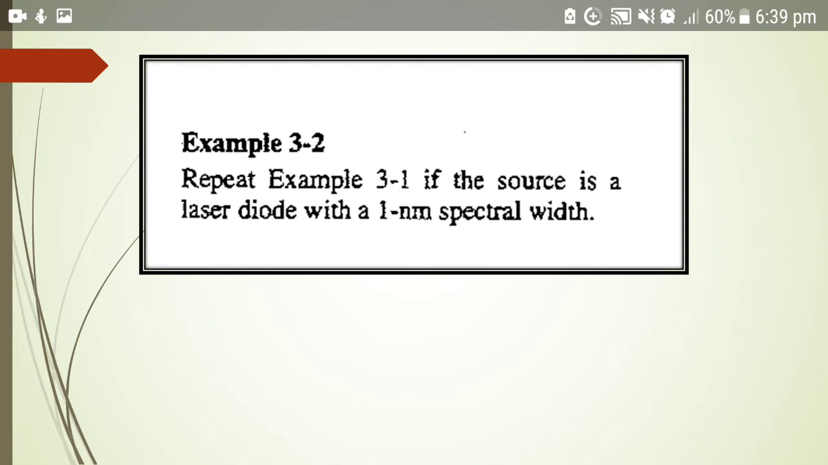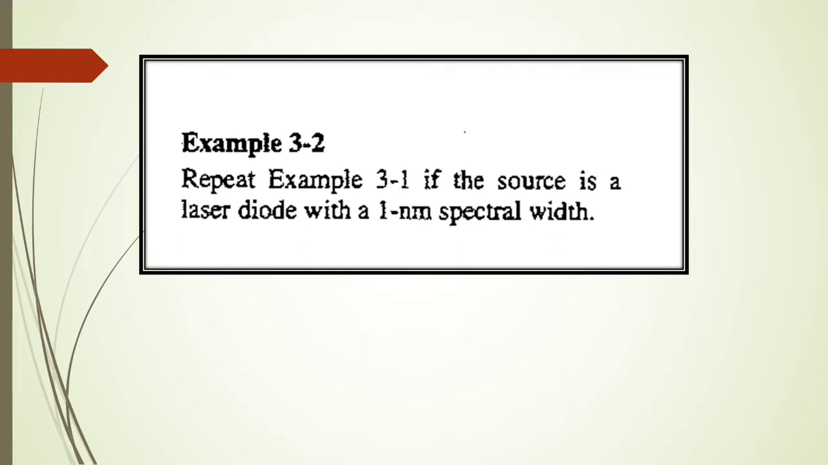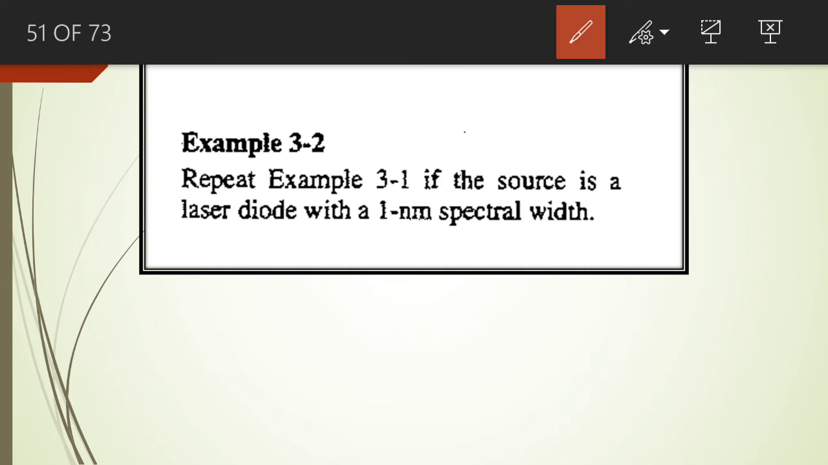Okay, Ji, we are going to do the numerical examples of chapter number 3. We do example number 3.2. Example number 3.2 says, repeat example number 3.1 if the source is a laser diode with a 1 nanometer spectral width.